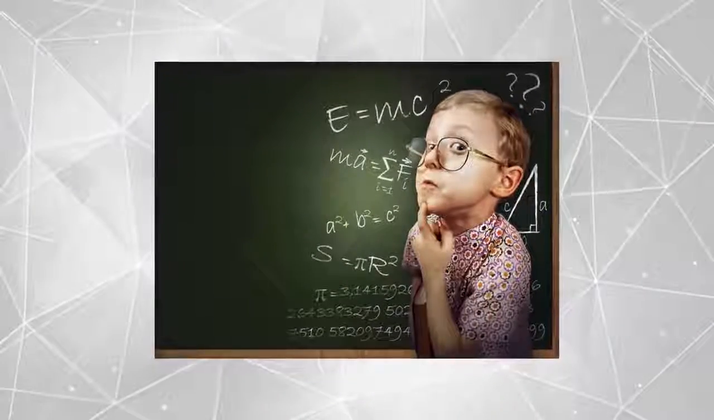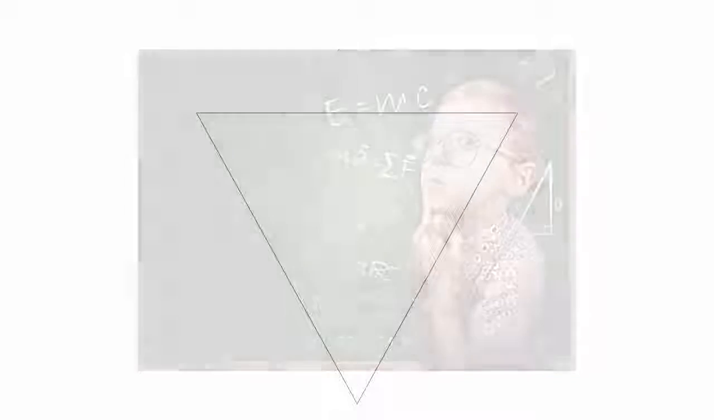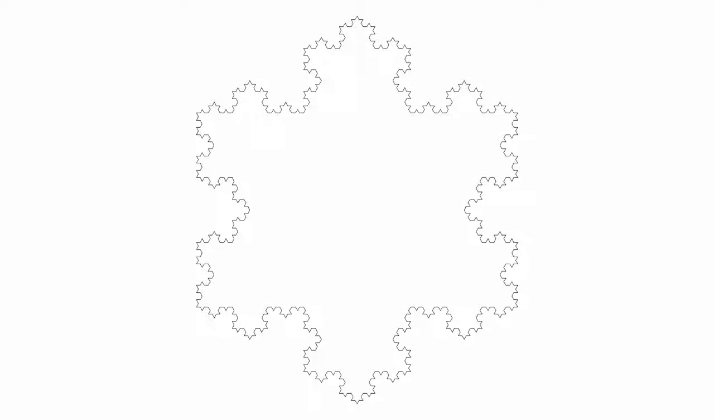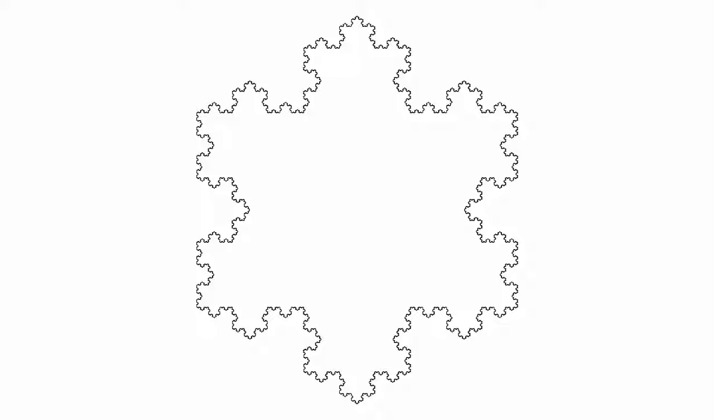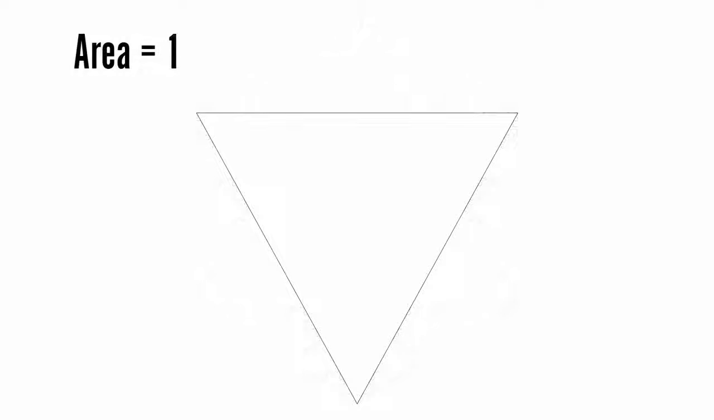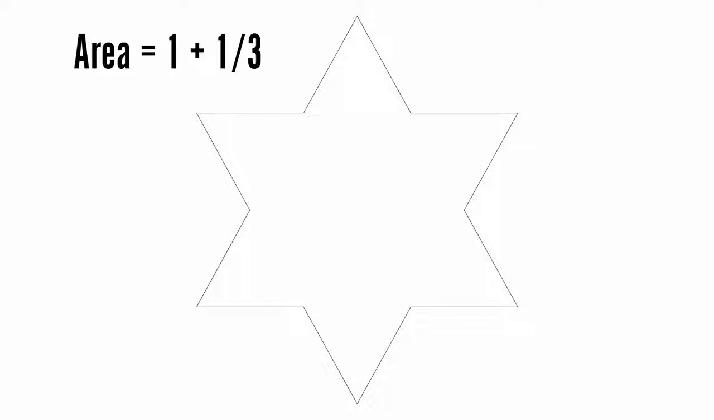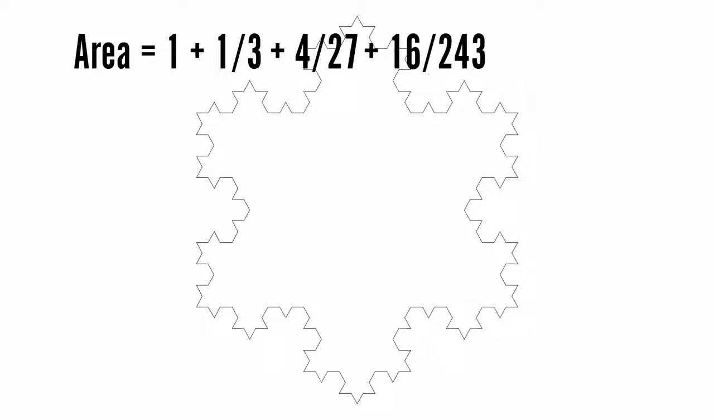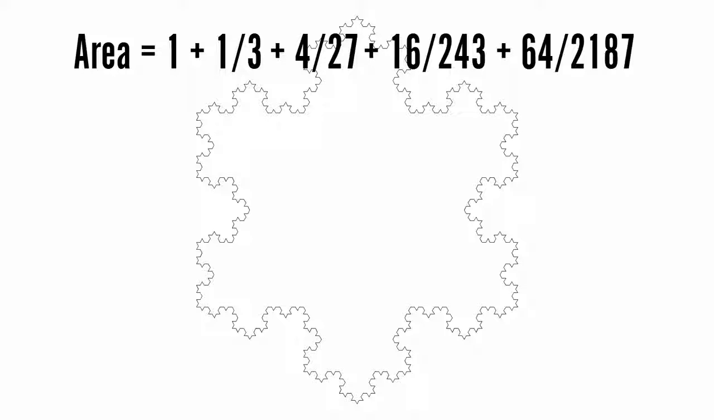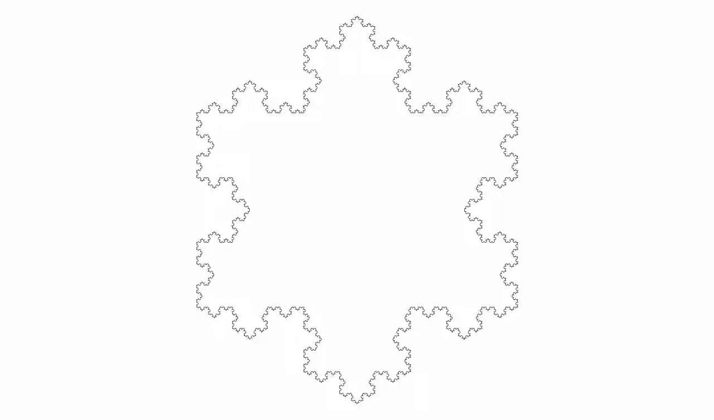So how can a shape like this mathematically exist? Well, as the number of generations increases, the area does increase, but less and less each time. At first, the area increases by 1/3 of the original, then 4/27ths, then 16/243rds, then 64/2187ths. You can see how the amount of area added with each successive generation is very quickly trending towards zero.